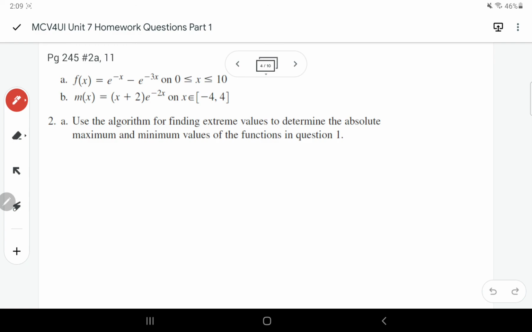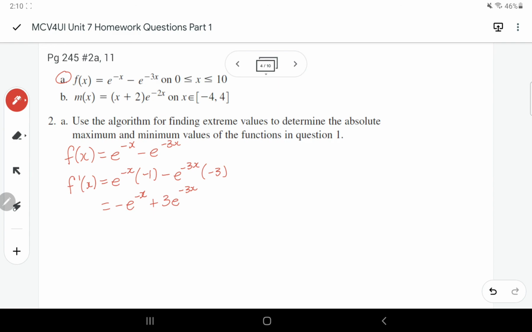So the next one, for 2a, we're going to find the absolute maximum and minimum of this function. So here we're looking at a, we've got f at x is e to the negative x minus e to the negative 3x. So the derivative of that is e to the negative x times -1 minus e to the negative 3x times -3. Cleaning this up a bit, it's negative e to the negative x plus 3e to the negative 3x.